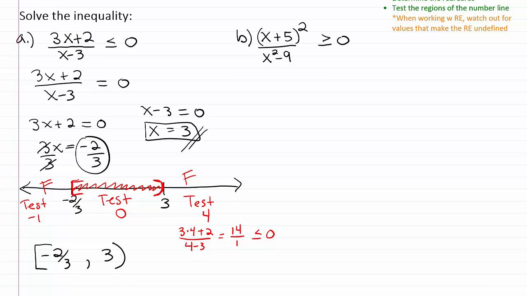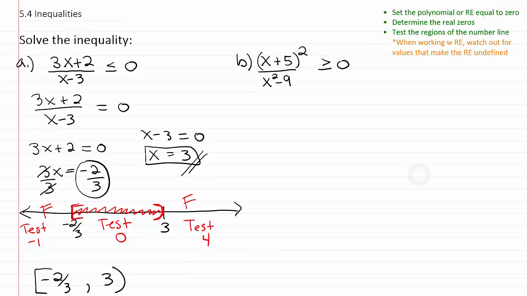Let's look at B then. For B, it's already basically set equal to 0. We just need to change the inequality to an equal sign, and then we're going to go ahead and do the same thing we did before. We're going to go ahead and set the numerator and the denominator equal to 0 separately, right? So let's talk about the numerator first.